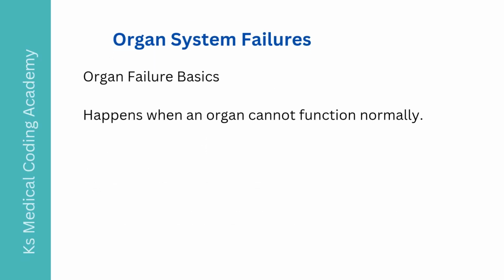System and organ failure. Organ failure basics. Organ failure occurs when an organ can no longer perform its normal function. Coders must identify the organ involved and whether the failure is acute, chronic, or acute on chronic.